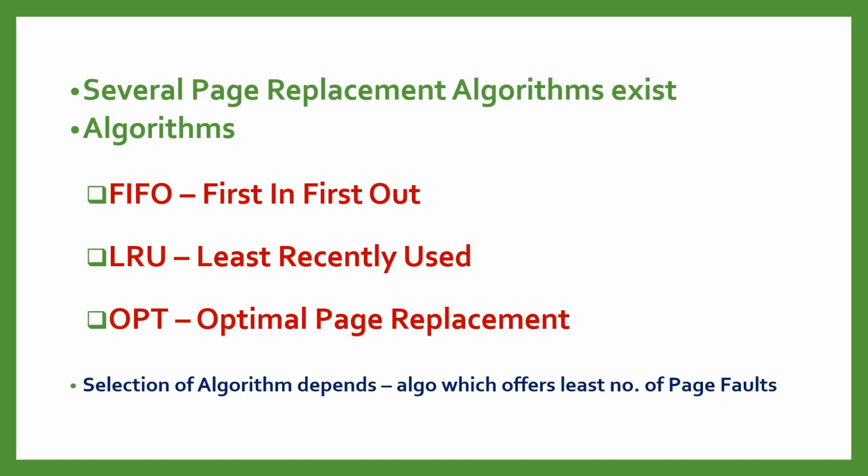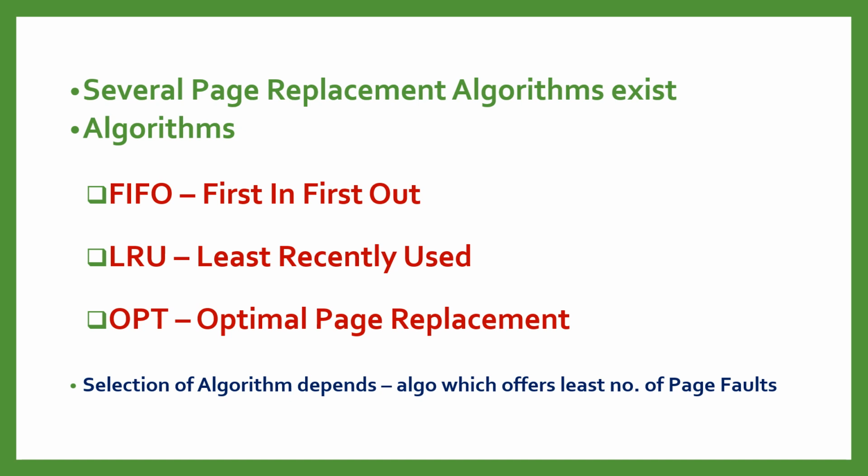Several page replacement algorithms exist, but we will be discussing three important algorithms: FIFO, LRU, and OPT. These are really important algorithms. FIFO is the first in first out scheme or algorithm, which replaces the page on the basis of the oldest frame or the oldest page in the memory. It will replace that with the new requested page.